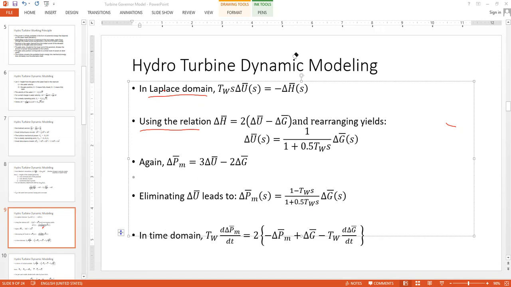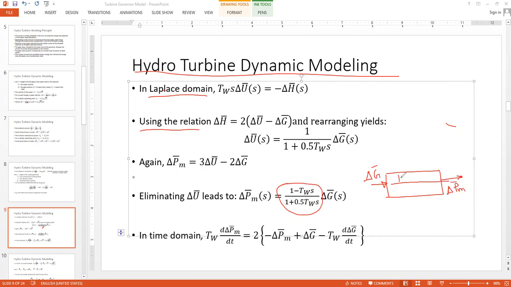So this transfer function block tells us that you have another transfer function block for representing the hydroturbine dynamics, where the input is del g normalized, the output is del pm normalized, and in between you have this.